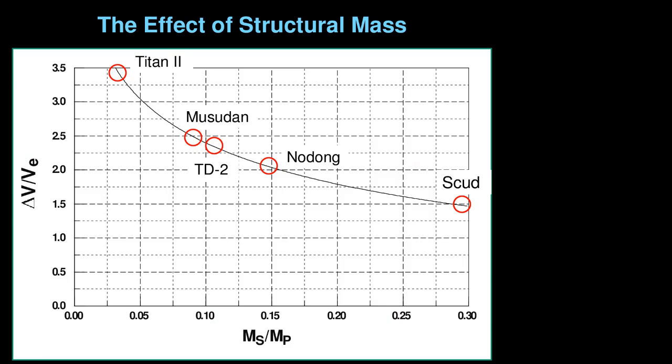And just to give you a sense of how much that matters, this graph shows basically the delta V divided by the exhaust velocity. So this is how much of a multiplier you can get over and above the exhaust velocity from the rocket equation at these various ratios of the structural to the propellant mass. And you can see for something like the Scud, sort of the theoretical limit in this case is the total velocity gain can only be about 1.5 times the exhaust velocity, where for something like the Titan II, you've got a much larger multiplier. And so that's where the structural mass comes into play.